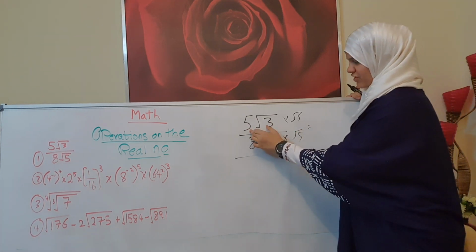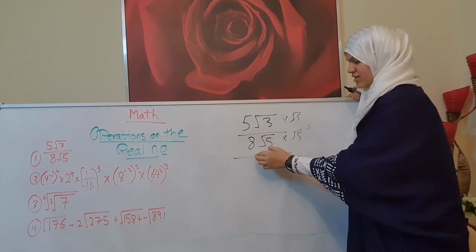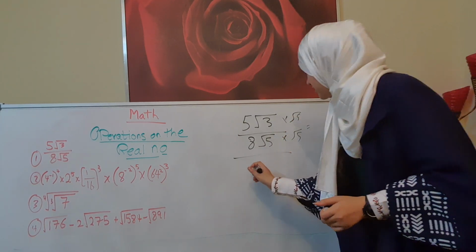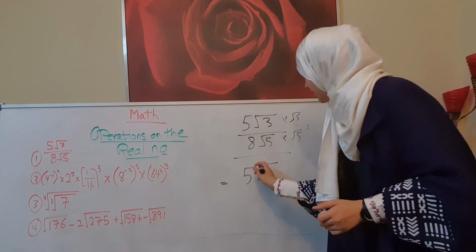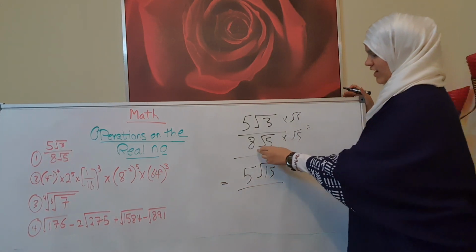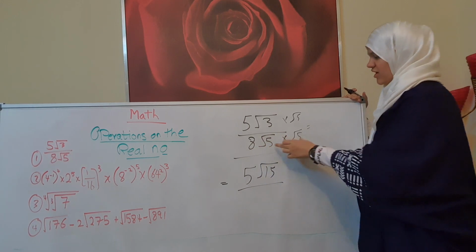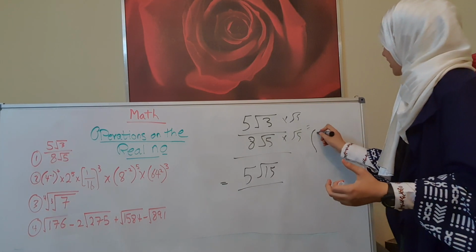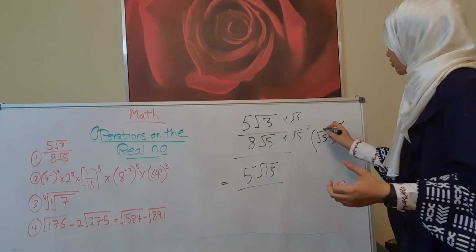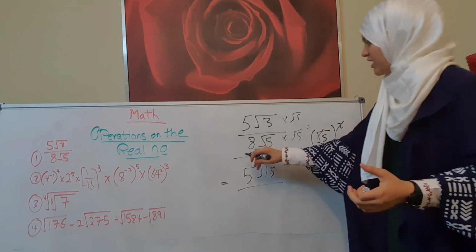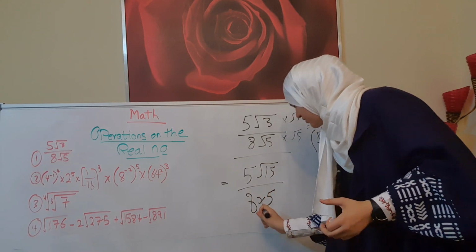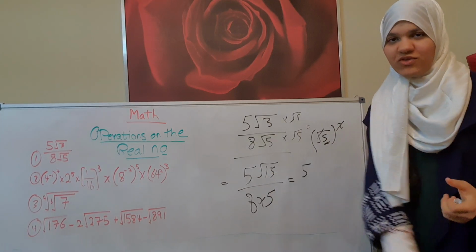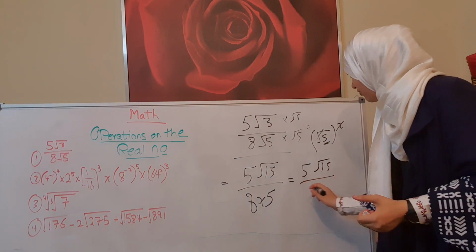Here now what we have: 5 radical 3 times radical 5, over 8 radical 5 times radical 5. Now, we know that 3 times 5 is equal to 15. That means 5 radical 15 over 8 times radical 5 times radical 5. Now radical 5 times radical 5 is equal to 5. Why? Because if we square radical 5, the radical is cancelled by the 2, so we have 5 only. That means it will be 8 times 5, which is 40. That means 5 radical 15 over 40.